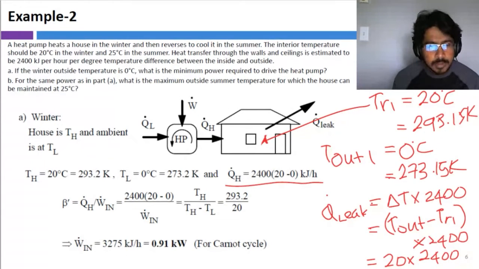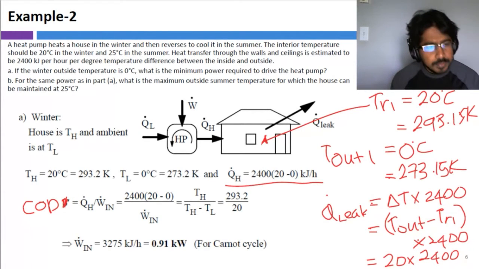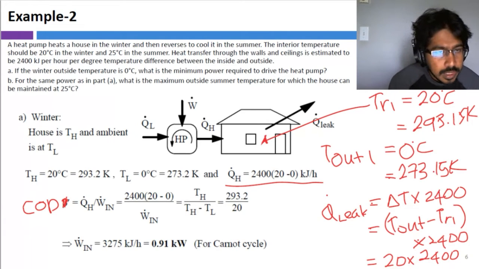And therefore we know that Q leak is equal to our heat input from the heat pump. Okay, and then we know that beta prime, if it is not familiar to you, like COP is equal to QH divided by W in. The heat is given in the rate form because the information we have is per hour heat loss from the house, right? And then W in is not given. It asks for the minimum power, right?